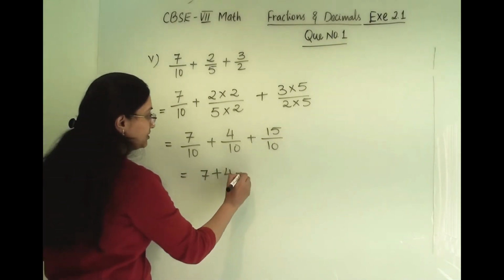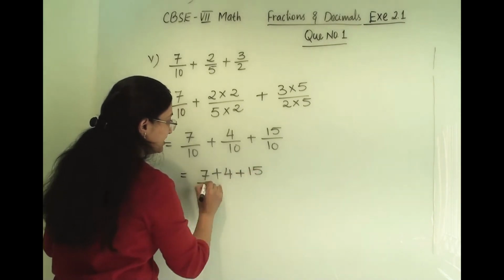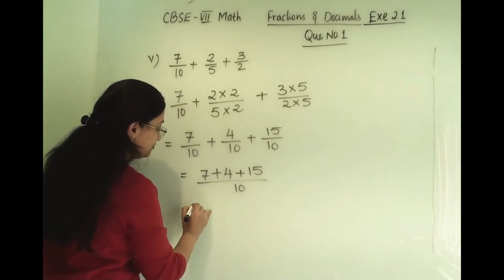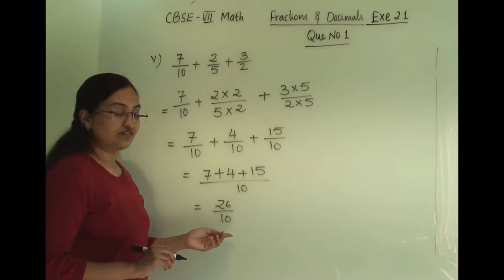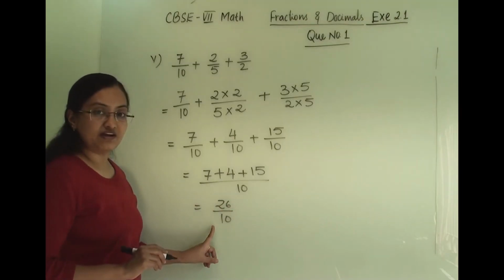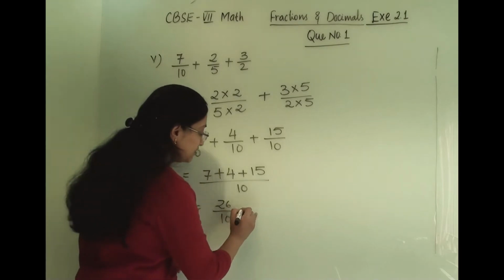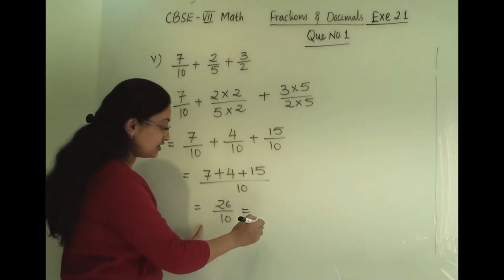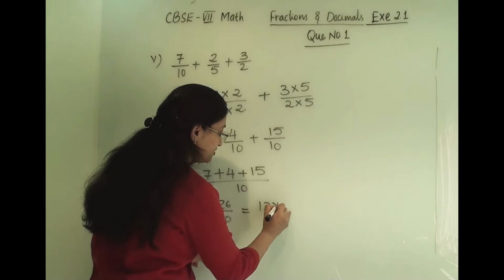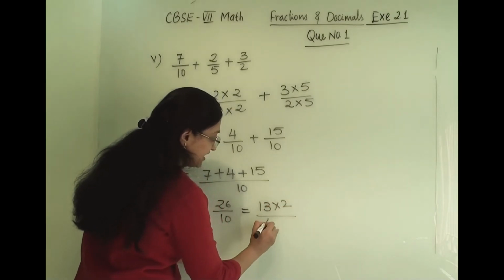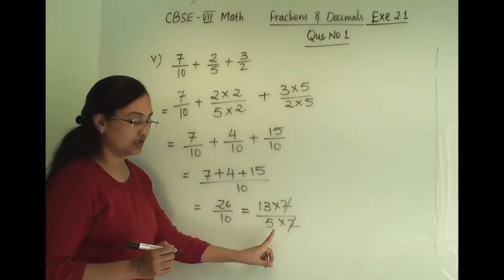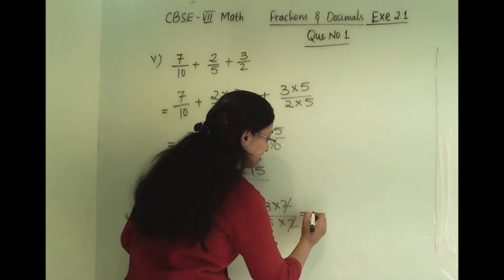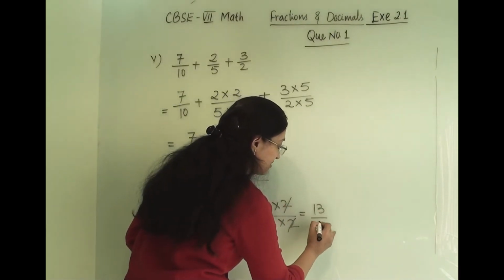10 plus 4 plus 15 divided by 10. So we will get 26 divided by 10. So here our answer is 26 divided by 10. Now we are converting this further into its lowest possible form. So 13 into 2 and 5 into 2. This 2 and this 2 we can cut off. The remaining fraction is 13 divided by 5.